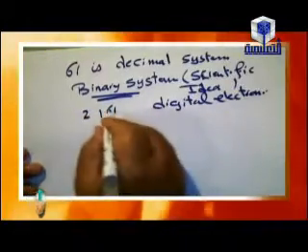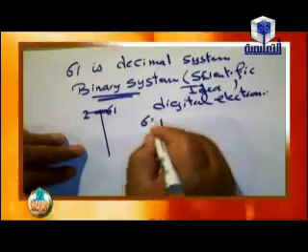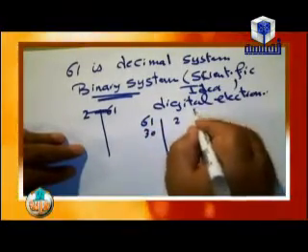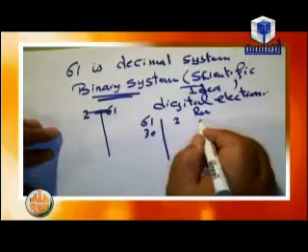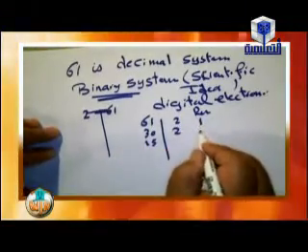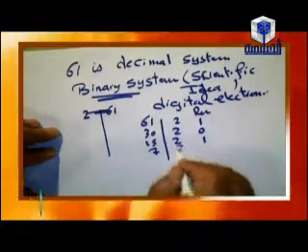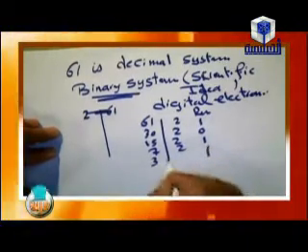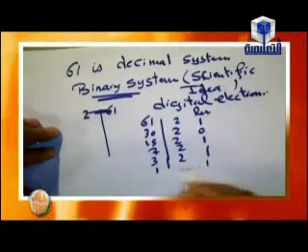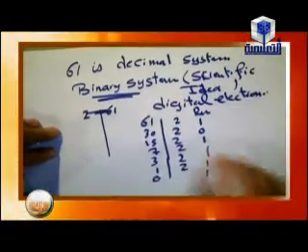61 divided by 2, you can write it again. 61 divided by 2 equals 30, and the remainder is 1. 30 divided by 2 equals 15, and the remainder is 0. 15 divided by 2 equals 7, and the remainder is 1. 7 divided by 2 equals 3, and the remainder is 1. 3 divided by 2 equals 1, and the remainder is 1. 1 divided by 2 equals 0, and the remainder is 1.